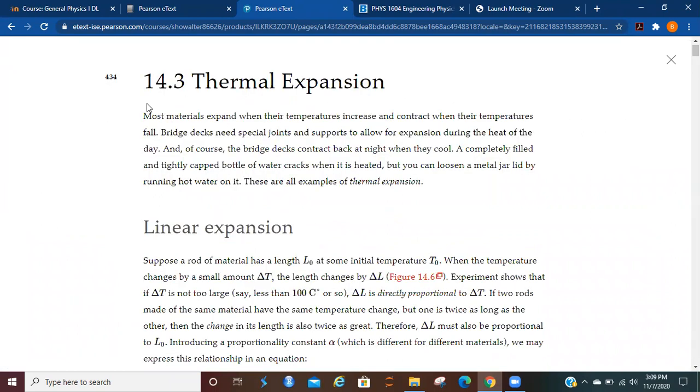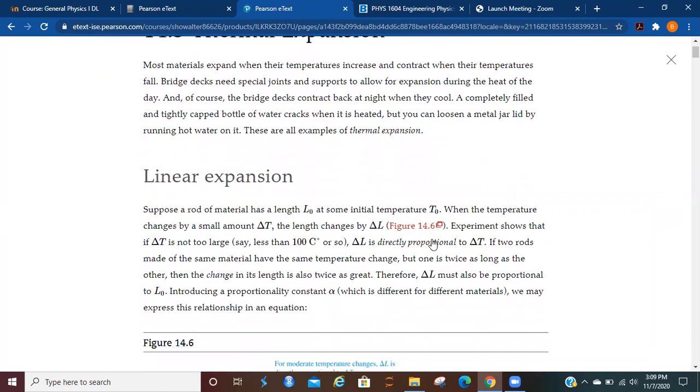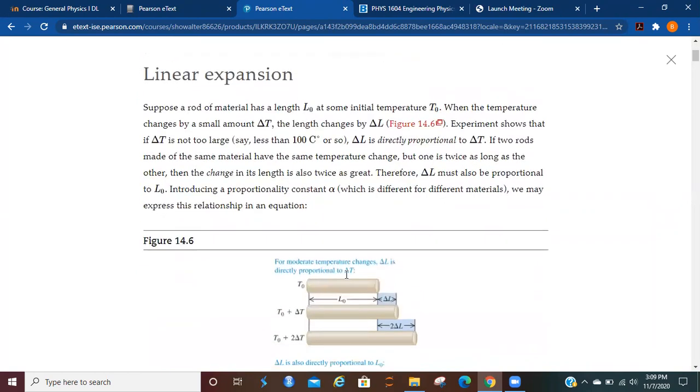Okay. So most materials expand when their temperatures increase and contract when their temperatures fall. Bridge decks need special joints and supports to allow for that during the heat of the day. And of course, bridge decks contract back at night when it gets cooler. A completely filled and tightly capped bottle of water cracks when it is heated, but you can loosen a metal lid on a jar by running hot water on it. So those are all examples of thermal expansion.